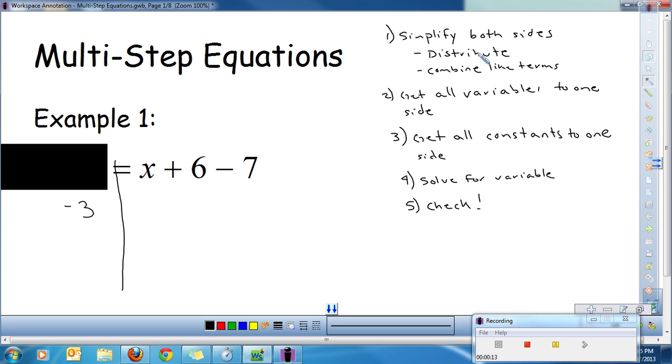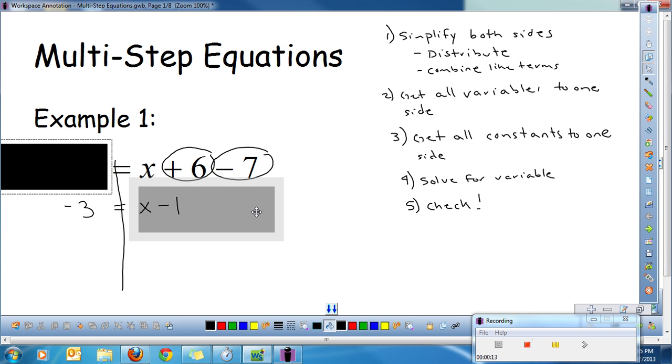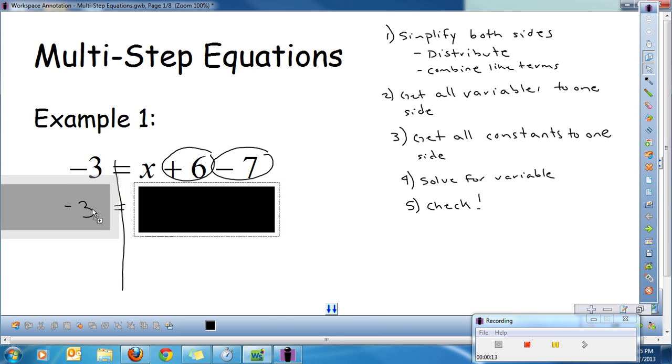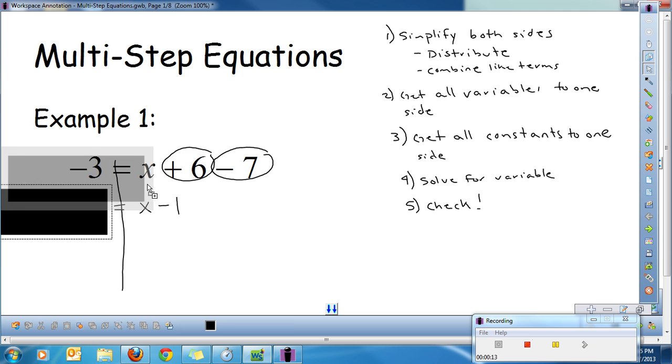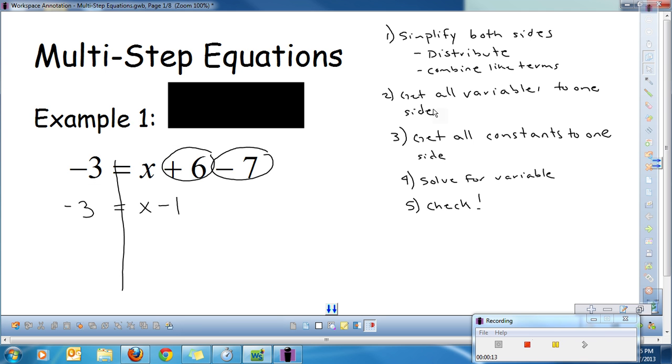Actually, I see some terms that we can combine. I don't see any distributing, but I see like terms. I see we have a +6 and a -7. So I'm going to bring down my x. A +6 and a -7 give you a -1. Now I'm going to look at both sides again. Is this side simplified? Yes. Is this side simplified? Yes, because x and -1 cannot be combined. So now I can go to the next step.